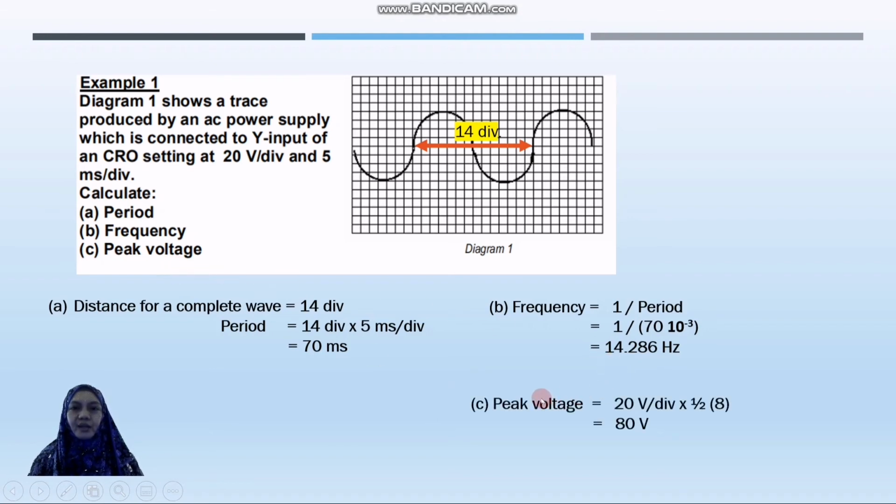So how to find the peak voltage? The setting on the Y gain, 20 volt per division, multiplied with half of the displacement from the low peak to the high peak, which is 8 division. Okay, so the peak voltage is equal to 80 volt.